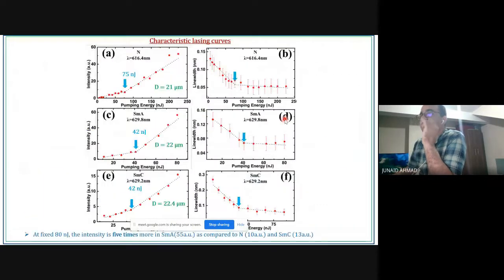And also one more peculiar thing we could see is, for example, at a fixed 80 nanojoule, somewhere near here, if you compare the intensities in these three phases, you would see that in the case of smectic A phase, the intensity, nearly 55 here somewhere, is nearly 5 times that observed in nematic phase as well as smectic C phase.